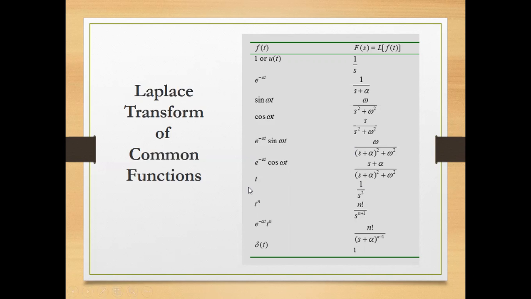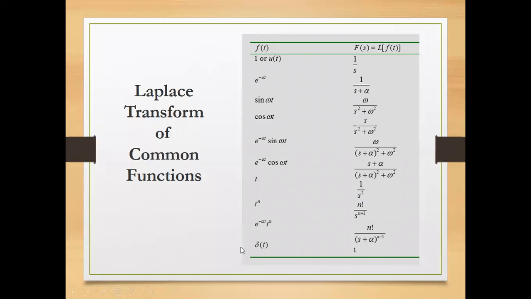If we have a case of a very simple t function, we call this the ramp function in process control, then its Laplace transform would be 1 over s squared. If you notice, its formula is comparable to this. This is understood to be having an exponent of 1. So 1 factorial over s raised to 1 plus 1. So that would be s squared.